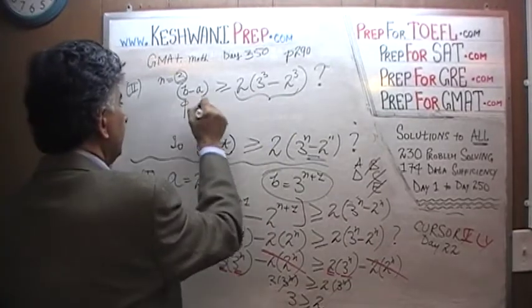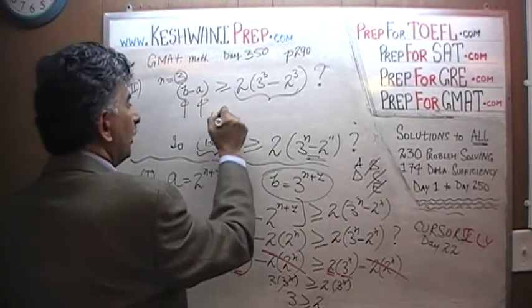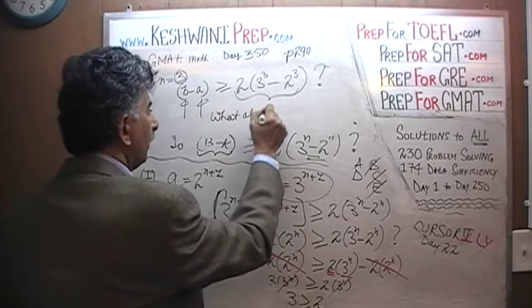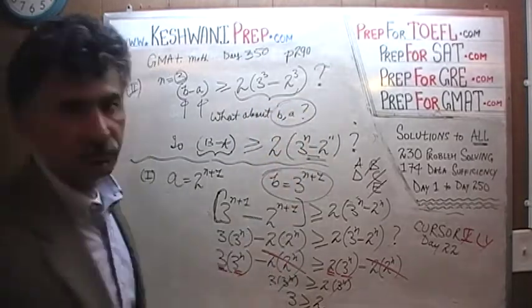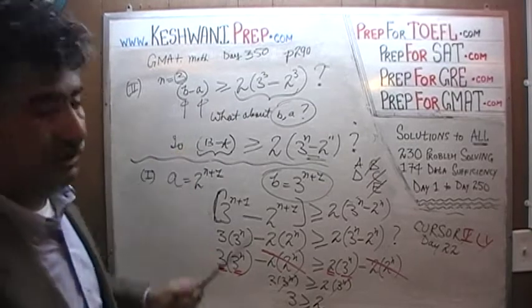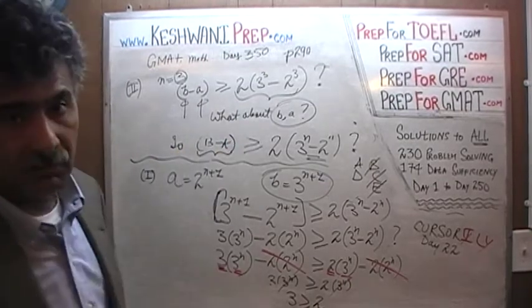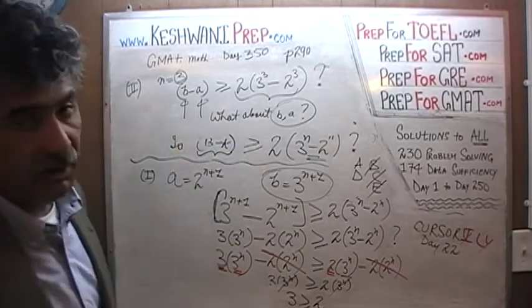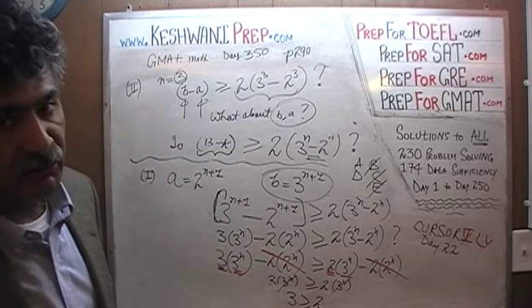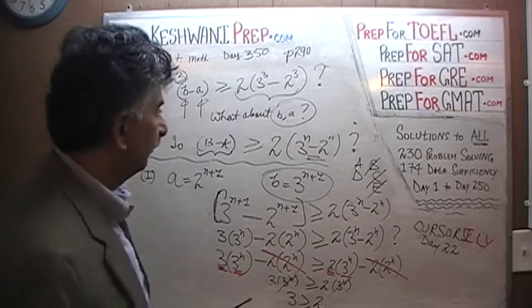But what about b and a? What are their values? Without knowing the values of b and a, we cannot answer this question. Simply knowing that n is equal to 3 does not do anything. We still need to know what b and a are. The second statement does not do the job. The answer to this question is A.